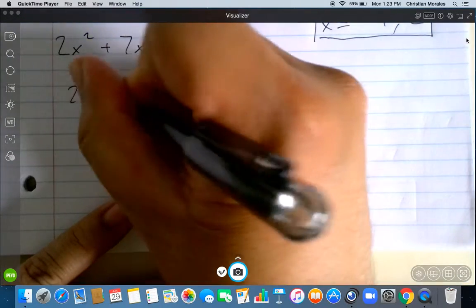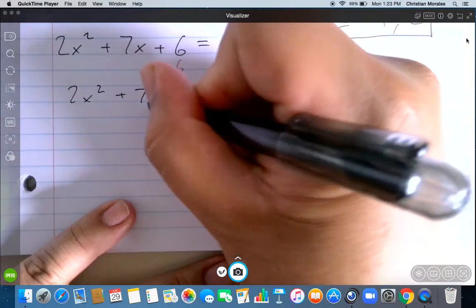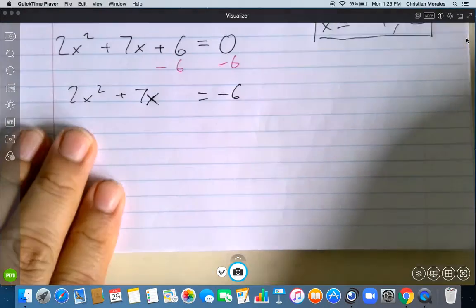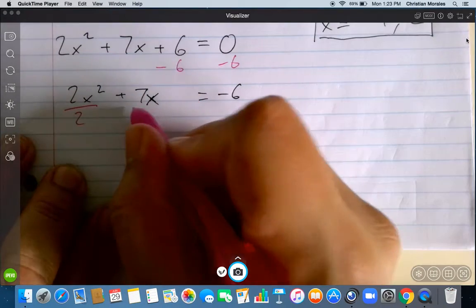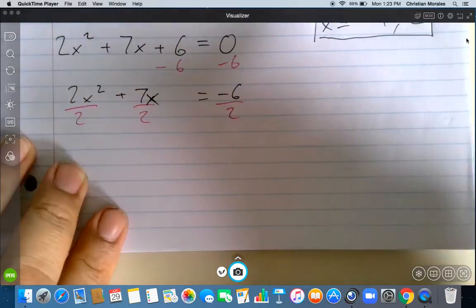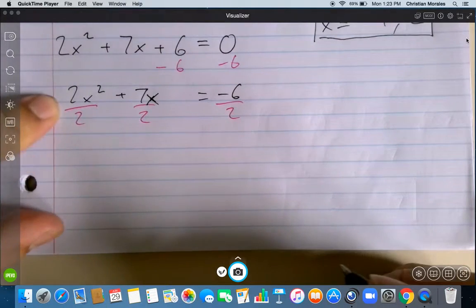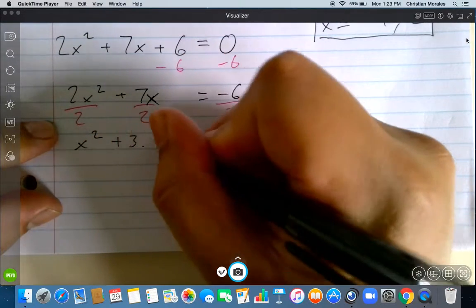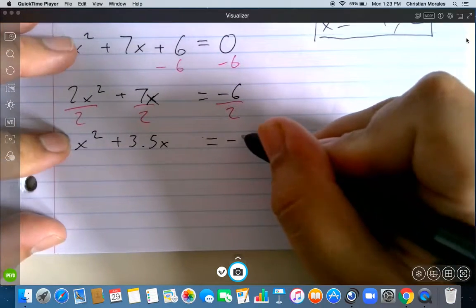So I have 2x squared plus 7x equals -6. Now, some people like to divide it first. This is when I like to divide it. I like to divide it once I move that. And I am dividing by a, which is the first number, which means I'm dividing everything by that term, the term for a, 2. So everything gets divided by 2. You get x squared plus 3.5x equals -3.